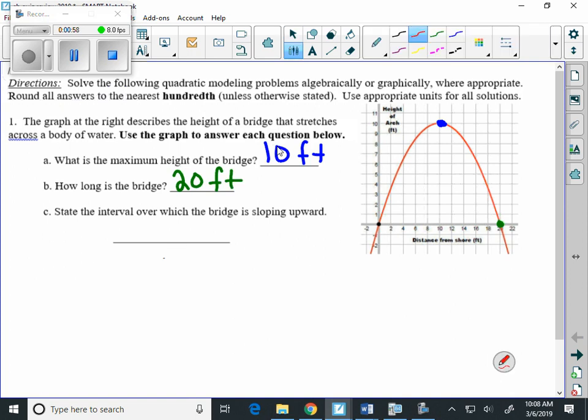And lastly, state the interval over which the bridge is sloping upward. So it's going to be between two values. We're going to start at the beginning, and we're going to go up, up, up, all the way up to our blue point right there. And what that is, it's going to be between 0 and the x value of that blue point, which happens to be 10.